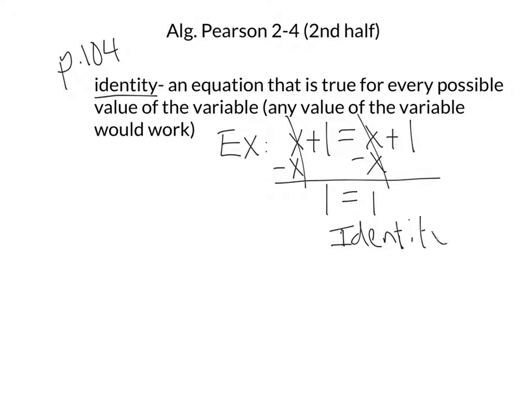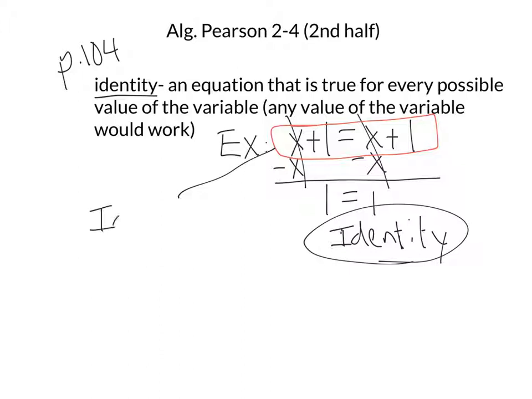In other words, x could be equal to 0, x could be equal to 5, x could be equal to negative 1 million. Any number we put in for x is going to make this equation work. One way to help you remember this word identity is that at some point, maybe not at the beginning, but towards the end of solving the equation, you're going to end up with both sides of your equation being identical. So identical, identity might help you remember that.